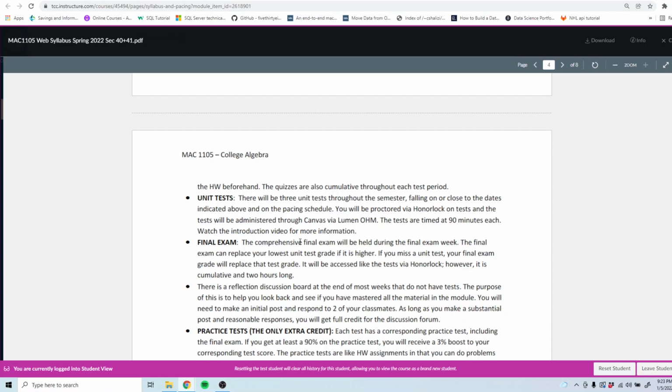Now the tests are like normal tests. You only get 1 try per problem. A big difference between tests and quizzes and homework is there's the potential for partial credit on tests. So even though you only get 1 chance, it's not always all or nothing. Some of the free response problems you can get partial credit. But the tests will be 90 minutes each. Like I mentioned before, you will be proctored through HonorLock on tests. And once again, there are videos and links on Canvas if you've never used HonorLock before on how to use it.